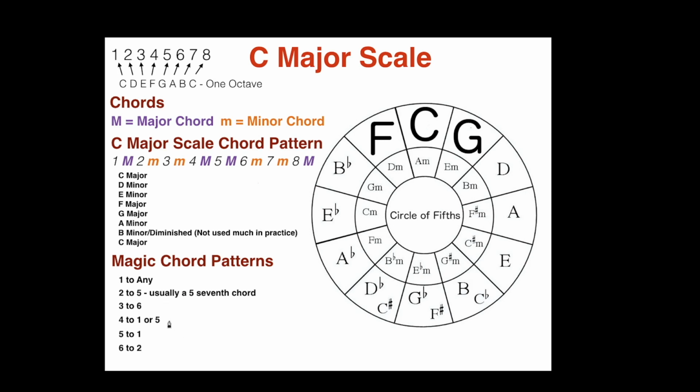So for example, let's say you want to go from the 1 to the 3. The 3 will naturally go to the 6. The 6 will go to the 2. The 2 will go to the 5. And the 5 will go back to the 1. Let's hear how that will sound on the guitar.